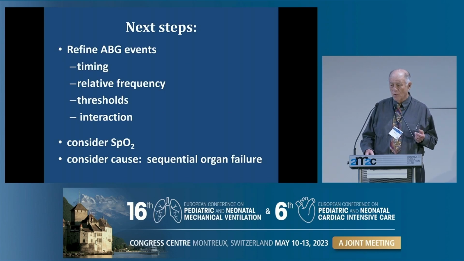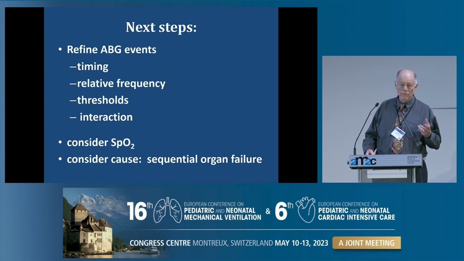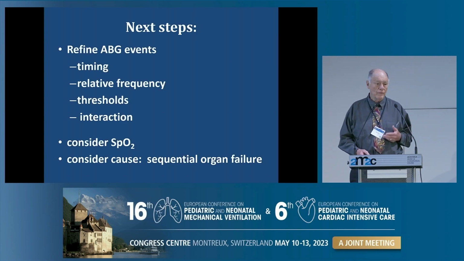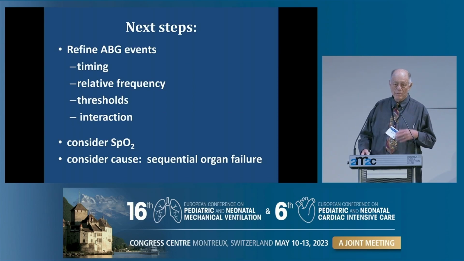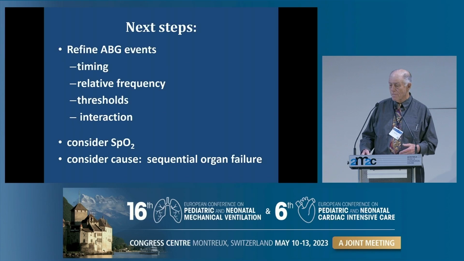For the blood gases, we want to look at the timing of them, the relative frequency of these aberrant events, what the best thresholds might be, maybe it should be 40 instead of 50 for hypoxia. And then the interaction among them, having a high and a low blood gas, for instance. And then we also want to consider SpO2, and we'll be looking at sequential organ failure during the course of this stay to see if we can tease out a reasonable possible cause of the effect.